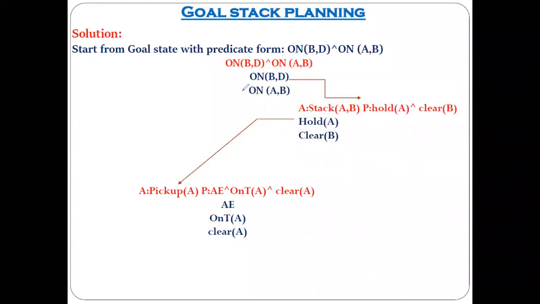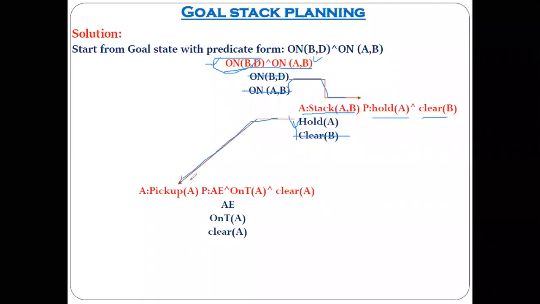In the previous slide we have done this and reached this point, but if you compare, this part is getting satisfied but this was not, and for that purpose we have to apply the rule Stack AB. The preconditions required for Stack AB, Hold A and Clear B, we write in the simplified, broken form, and we start comparing from the top of the stack, that is Clear B. It is satisfied, but Hold A is not satisfied. So we need to perform another rule and action, that is Pickup A. These are the preconditions required for Pickup A: arm empty, A on table, Clear A. This is written in the broken, simplified form.